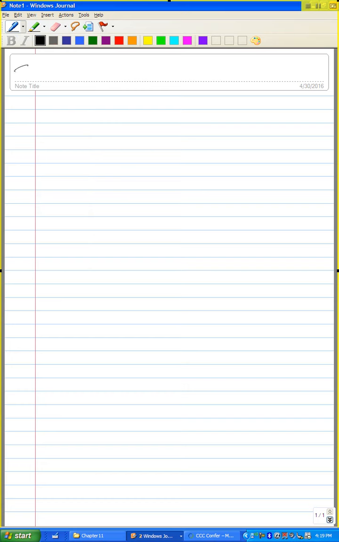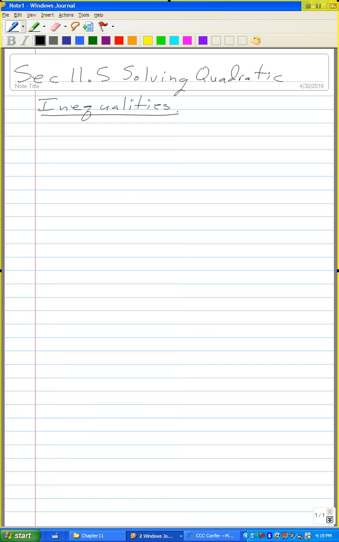Section 11.5, Solving Quadratic Inequalities. Okay, so first let me give you some examples.